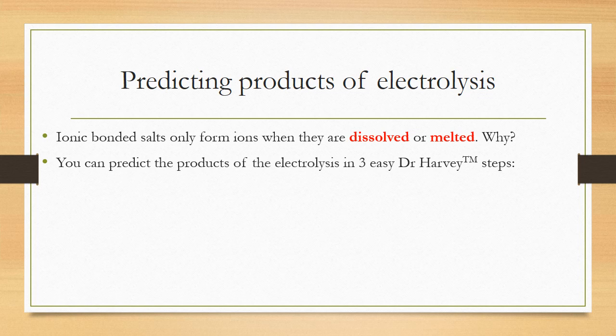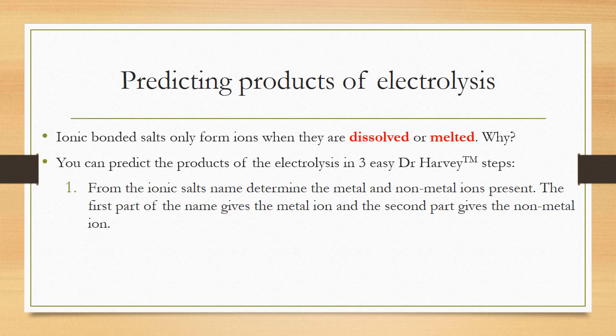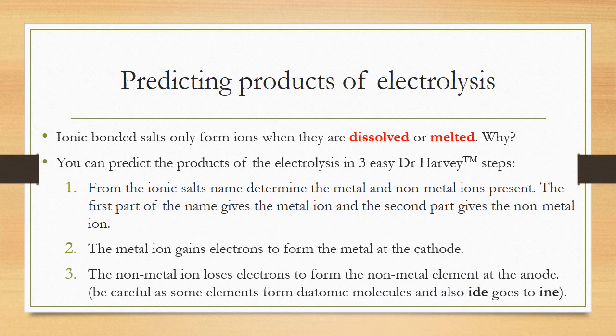So you can predict the products of electrolysis by Dr. Harvey's 3 easy steps. The first one is, from the ionic salt's name, determine the metal and the non-metal present. The first part of the name gives the metal ion, and the second part gives the non-metal ion. The metal ion gains electrons to form a metal at the cathode, and the non-metal ion loses electrons to form a non-metal element at the anode. You've got to be careful though, because some elements form diatomic molecules, and also iodide goes to iodine. So chloride goes to chlorine.